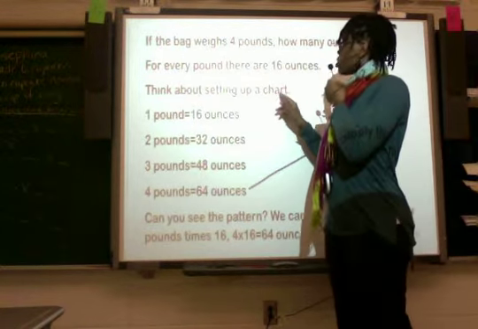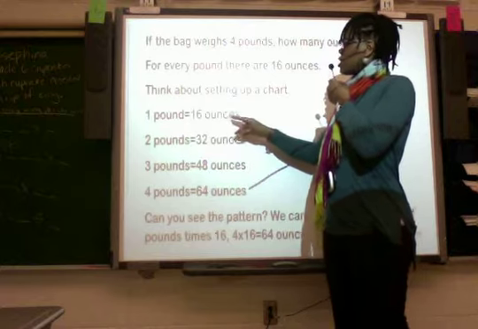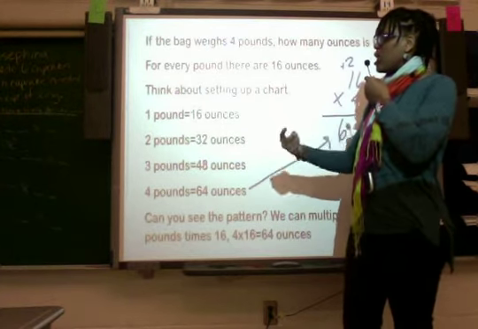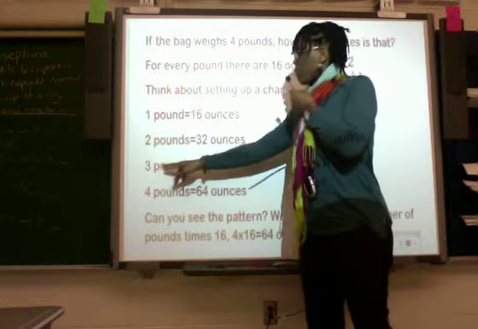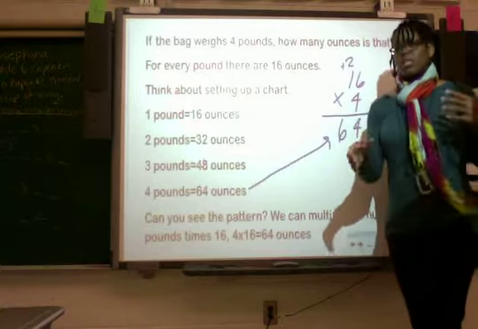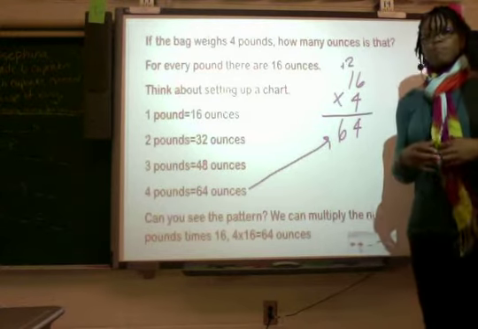So think about setting up a chart. 1 pound equals 16 ounces. 2 pounds will give you 32 ounces. See, you're repeatedly adding that 16. 3 pounds gives you 48 ounces, and 4 pounds is 64 ounces. Hopefully you see a pattern that's happening there.